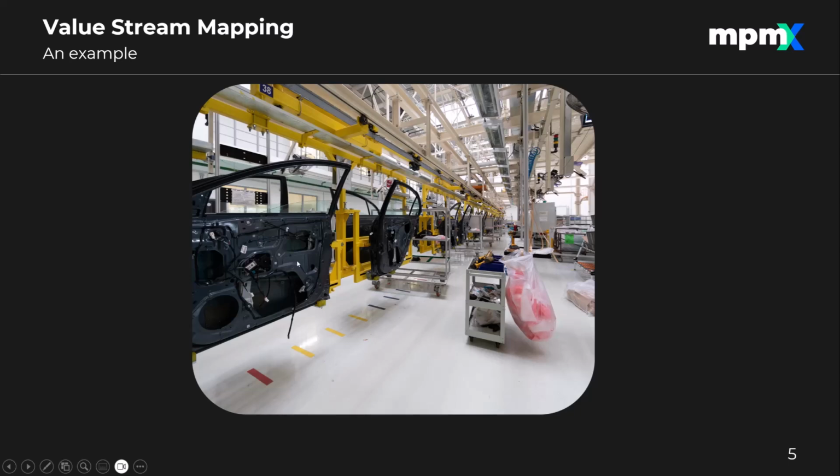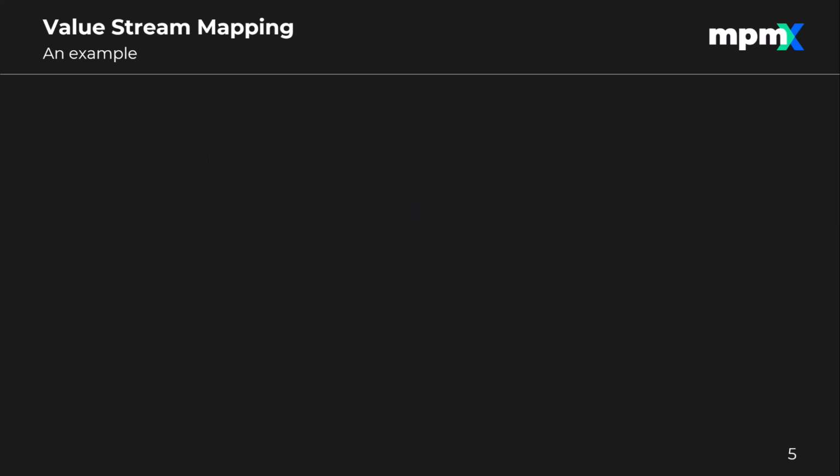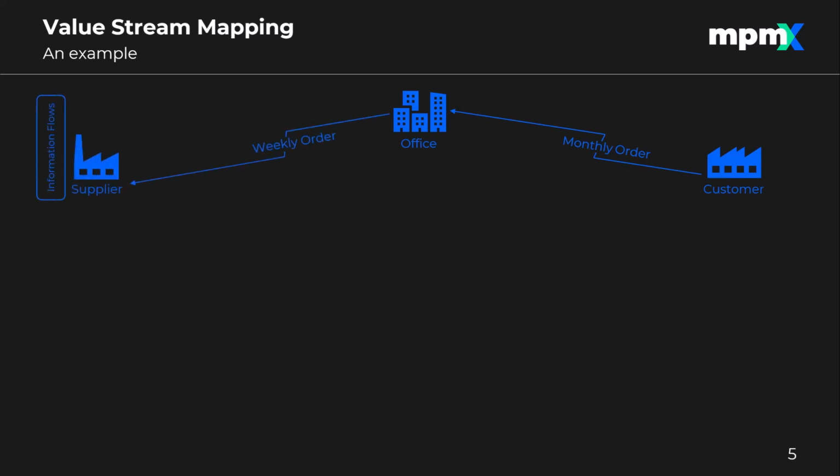And right now I have an example for you to explain value stream mapping again. So imagine we are a producer of car doors and we have our customer, the automotive industry, and our customer orders in monthly intervals, and the order goes to our office, and we go to our supplier and say that we need raw material. So those are the information that flow, and the material that flows looks like that it comes in by a truck from our supplier, all the raw materials.